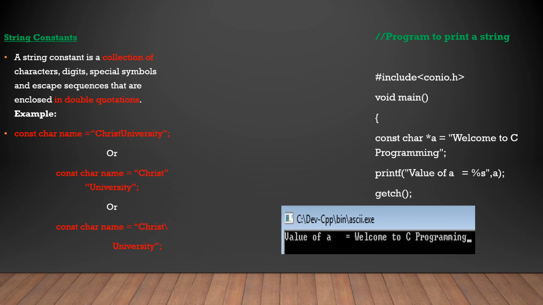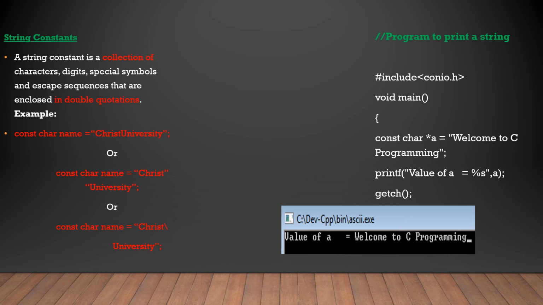Now, how to declare a string constant? Again we follow the const keyword. const char name equal to. Char is the data type. const, data type, variable name. So name is the variable name we have taken. It is equal to "Christ University". See here, Christ University is within the double quotes. The entire string it will take. It is more than 1 character.